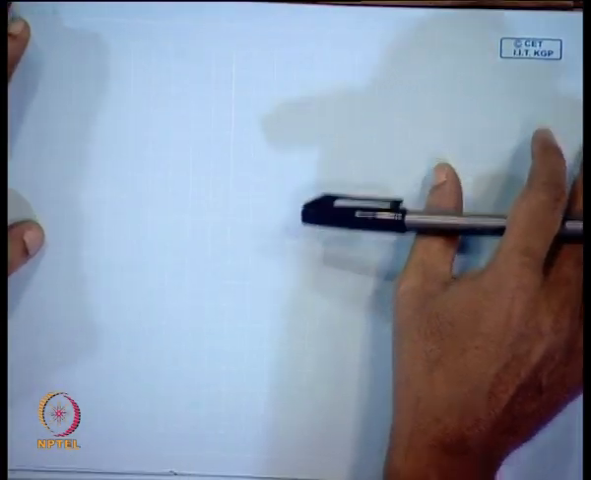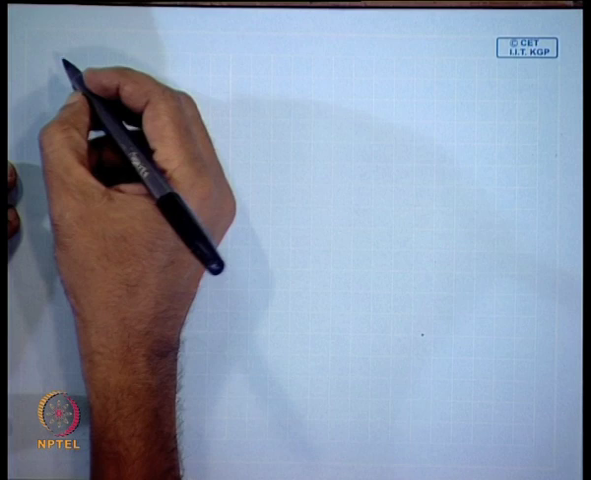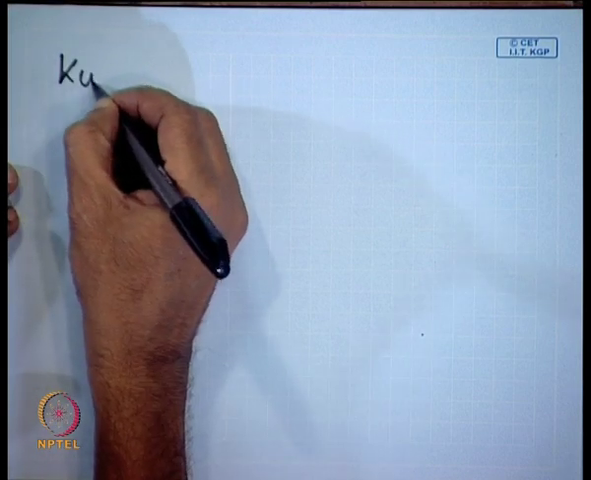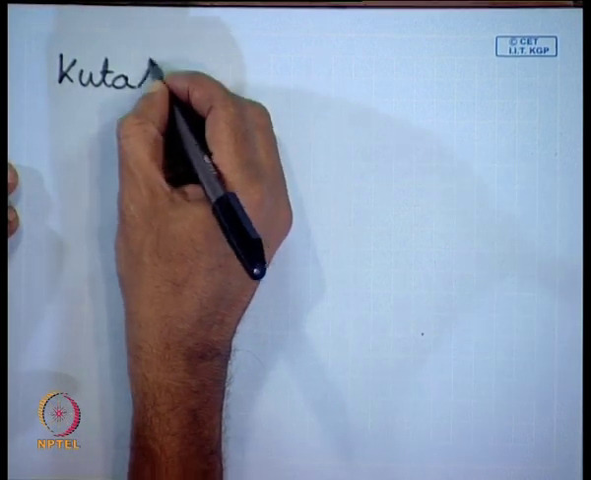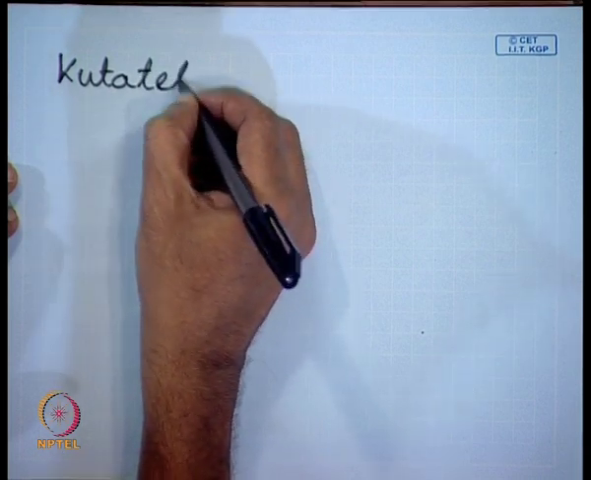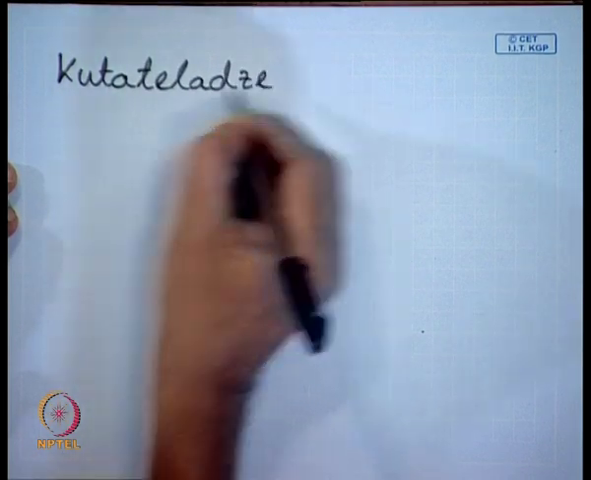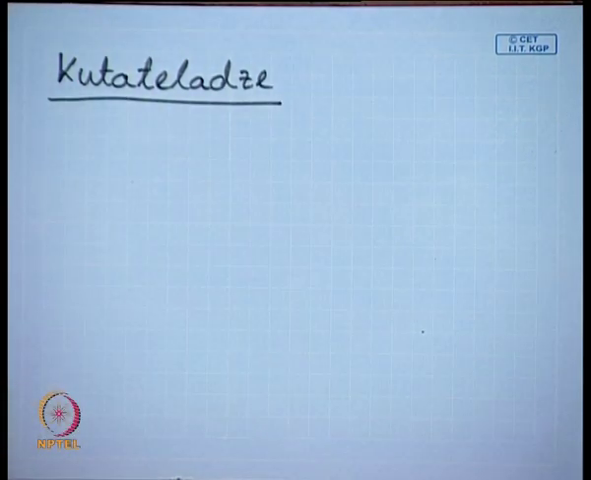Hydrodynamic model, boiling heat transfer, the contribution of this Russian scientist Kutateladze, his contributions are many. So, he has first postulated certain thing, drawing the similarity between some phenomena in chemical engineering and this critical heat flux.